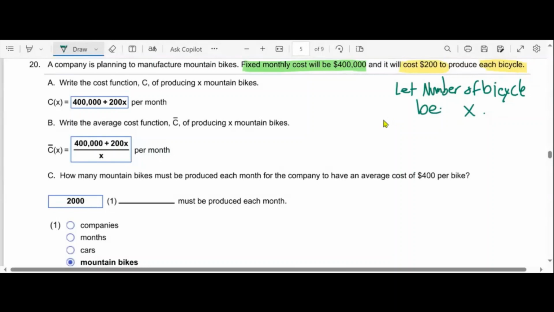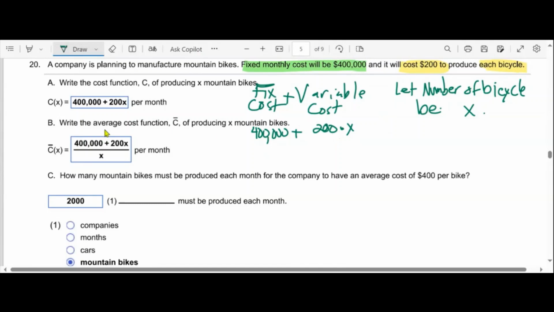How many bicycles, we don't know. So the fixed cost will be what? The cost is the fixed cost plus the variable cost. What's the fixed cost? 400,000. What's the variable cost? $200 times X. Is this clear?